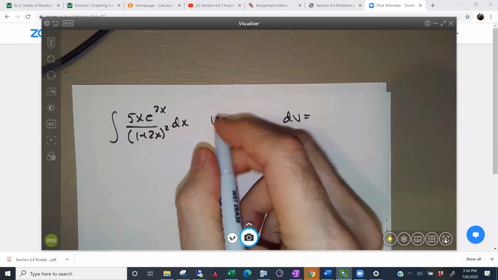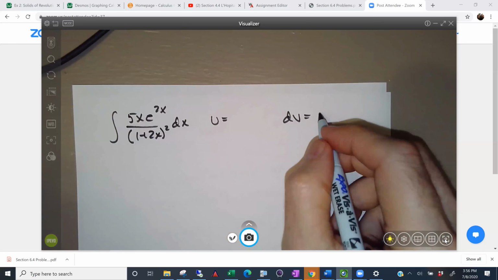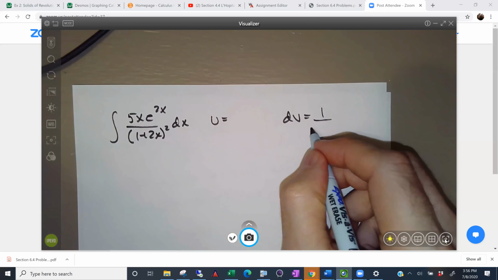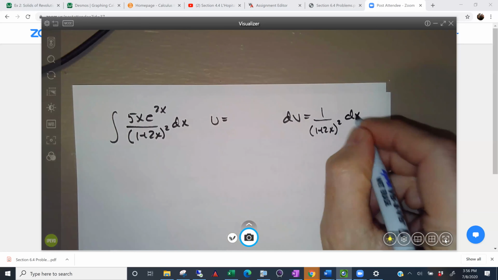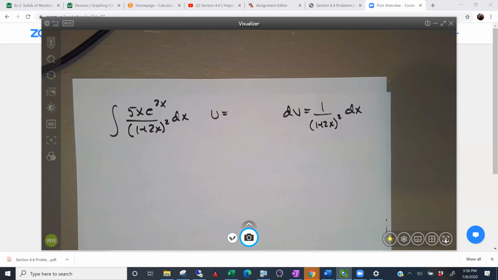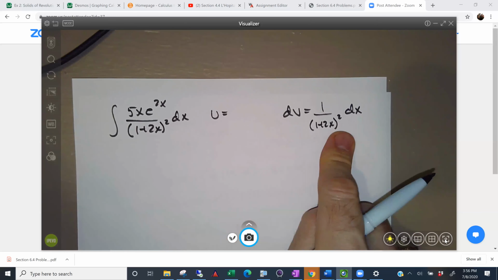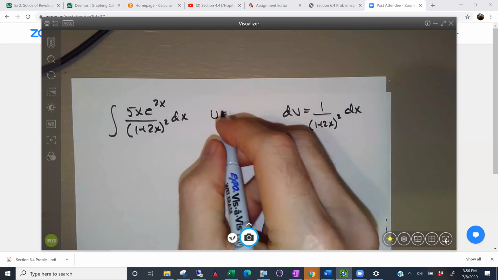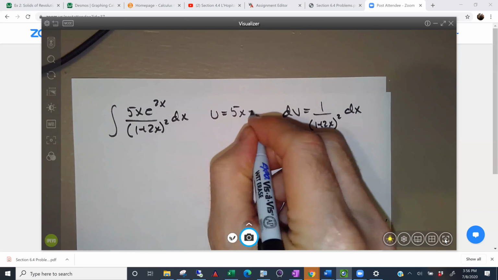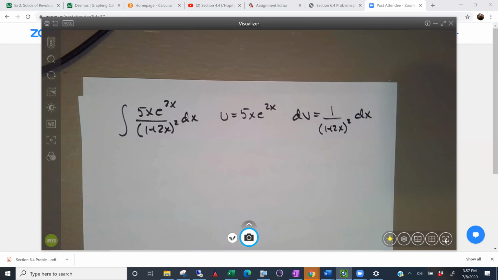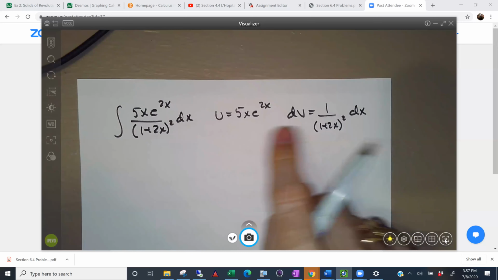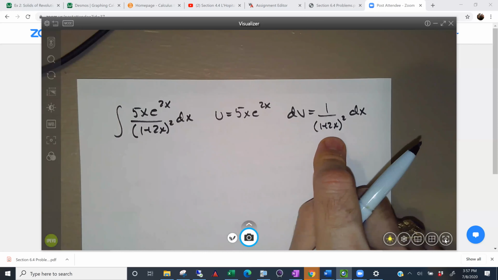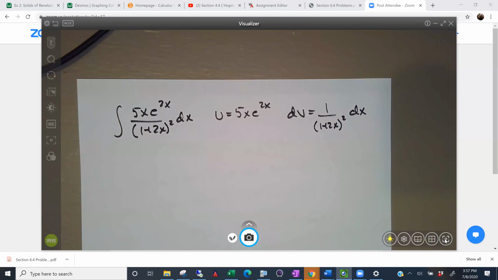And eventually what I said is, all right, well, I need something I can integrate pretty easily. And one choice is 1 plus 2x squared dx. Now, if I let that be my dv term, what's my u term? Well, my u term is 5x e to the 2x. And let me be clear about something. In some problems, there's different choices for u and dv that'll both lead to the correct answer. So it's just going to depend on the problem.